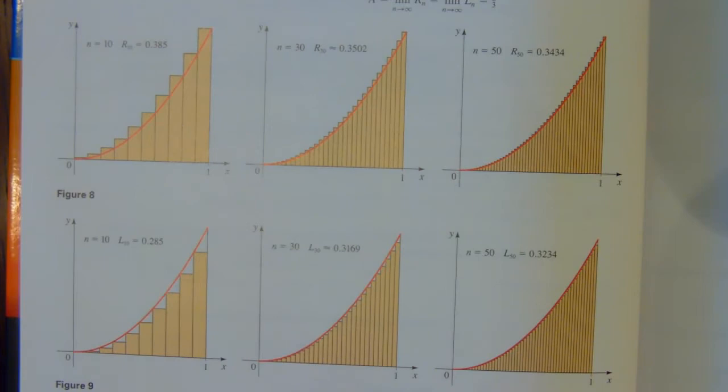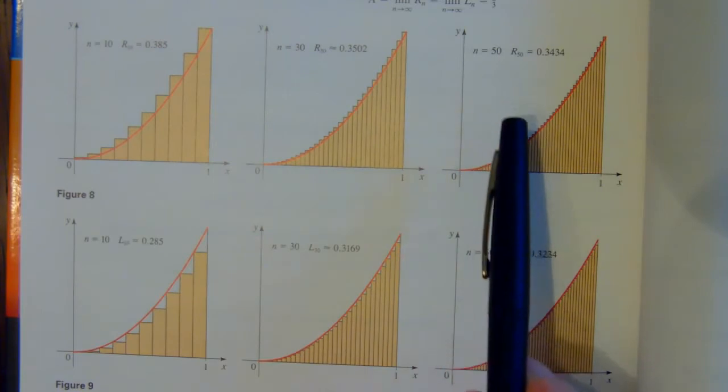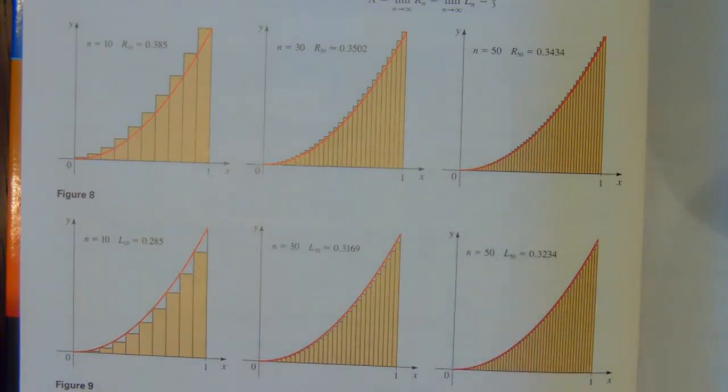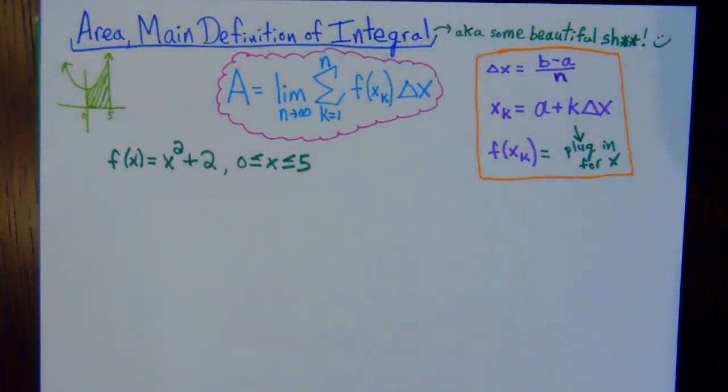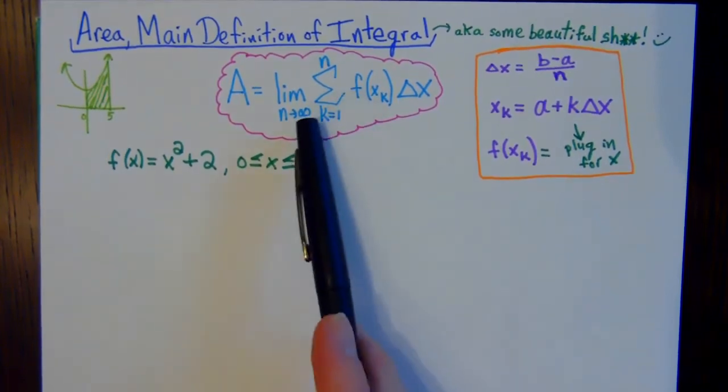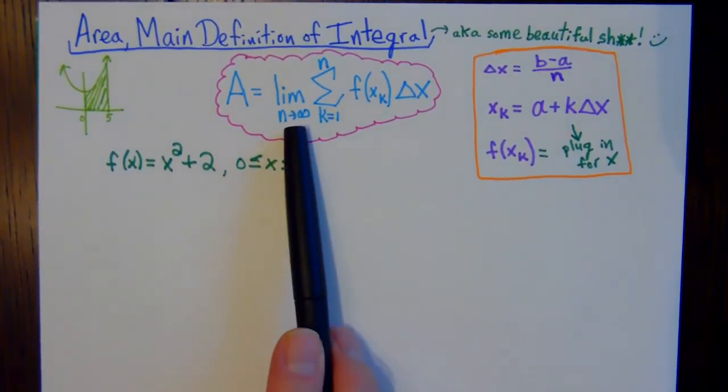And so what the integral is going to do, calculus says 50 rectangles, even 50 million rectangles isn't good enough. That's not going to be an exact answer. So in our formula for our main definition of the integral, the n stands for the number of rectangles, and you're going to take the limit as that number of rectangles approaches infinity.